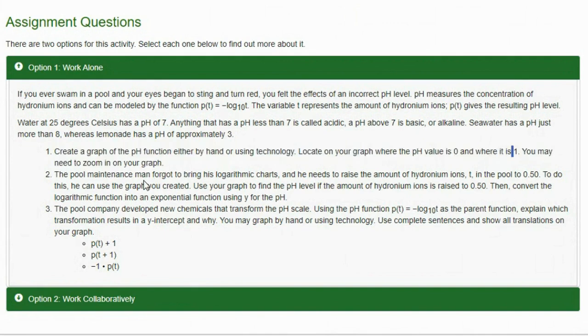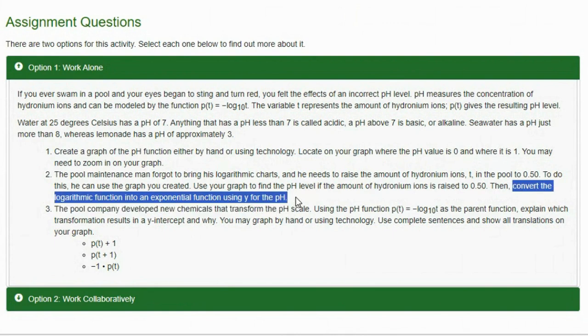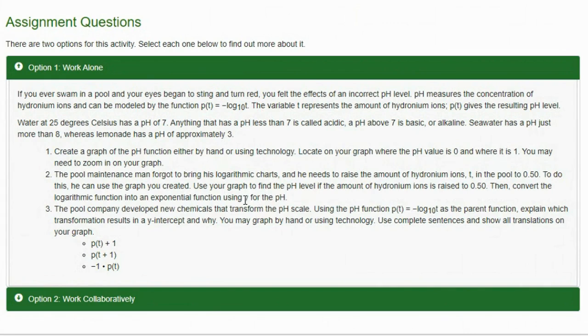The pool maintenance man forgot to bring his log charts, and he needs to raise the amount of hydronium ions to 0.5. To do this, he can use your graph. So use your graph to find what the pH level is if the amount of hydronium ions is raised to 0.5. And then convert the function into an exponential function. You have to go back and look at that lesson. How do we rewrite it as an exponential function? You're going to rewrite this log function as an exponential function using Y for the pH.